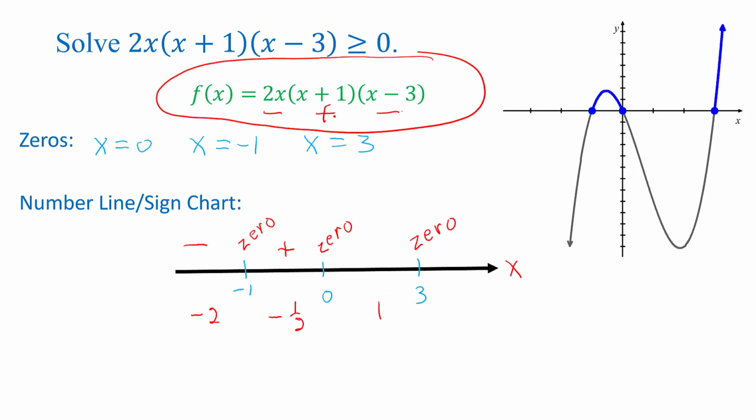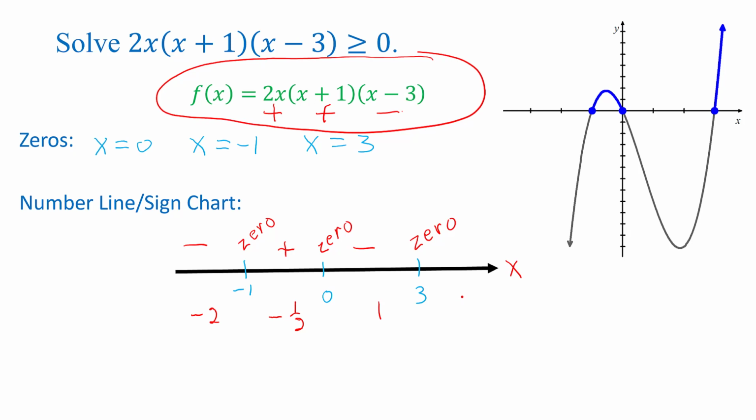Between x equals 0 and 3, we could test x equals 1. Again, coming up to my factored function f of x, plugging in 1. 2 times 1 is positive. 1 plus 1 is positive. 1 minus 3 is negative. So between x equals 0 and x equals 3, we would have negative values. Positive times negative is a negative.